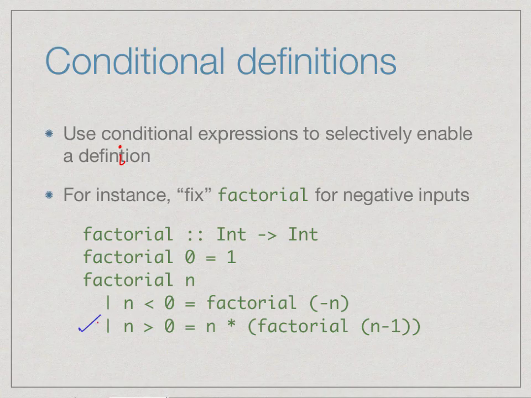So what we have here is a conditional expression, n less than 0, and this equality, remember, is the function definition. So it says that factorial of n, if n is less than 0, is factorial of minus n, and if n is greater than 0, then it is n times factorial of n minus 1. This vertical bar signifies options. So it says evaluate this condition. If this condition is true, use this definition. Otherwise, go to the next condition. If this condition is true, use it, otherwise go to the next condition, and so on.